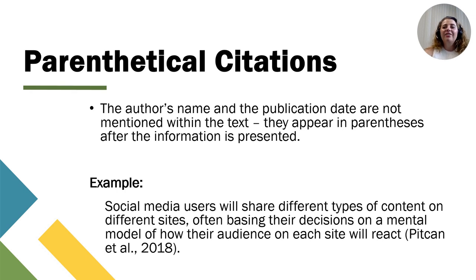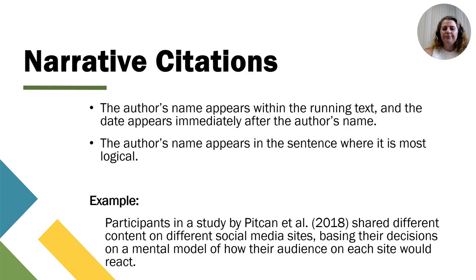So first we have parenthetical citations. Here is where the author's name and publication date are not mentioned within the text. Instead, they appear within the parentheses after the information is presented. As you can see here in my example, we give the information, and at the very end, but before the period, we have Picton et al., who is our author, our comma, the year of publication, our close parentheses, and then our period. So what this is telling the reader is this citation is for the sentence that comes directly before it.